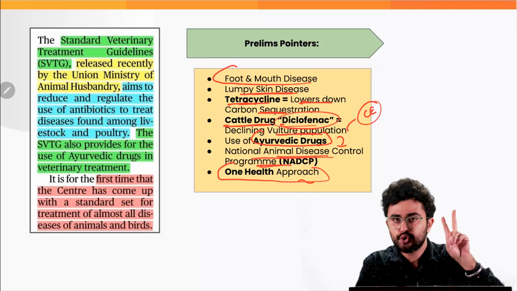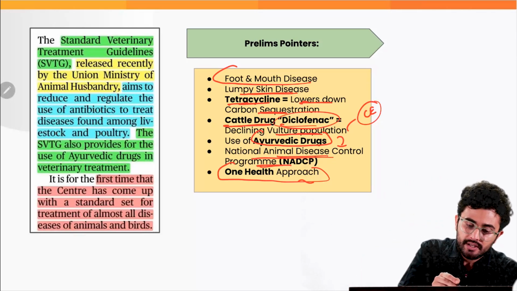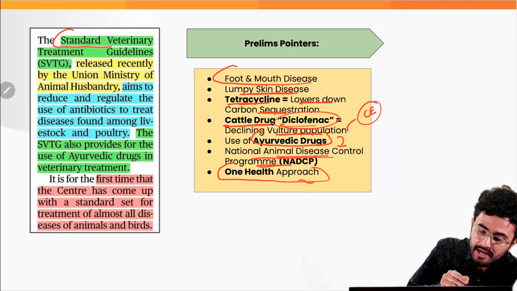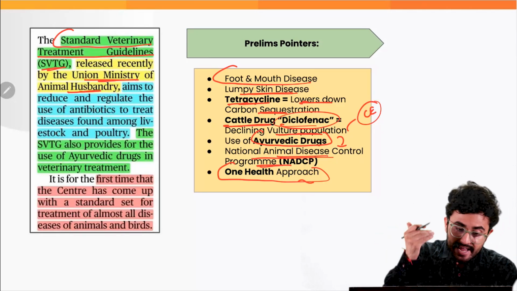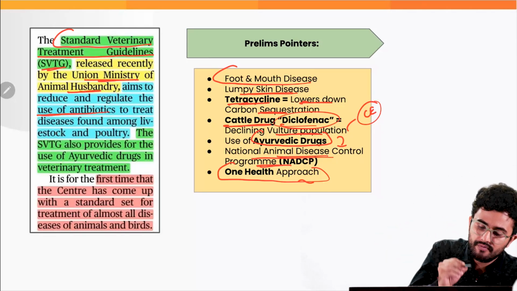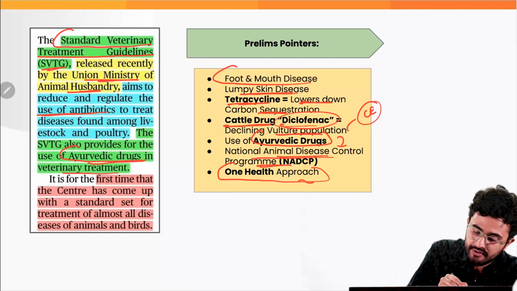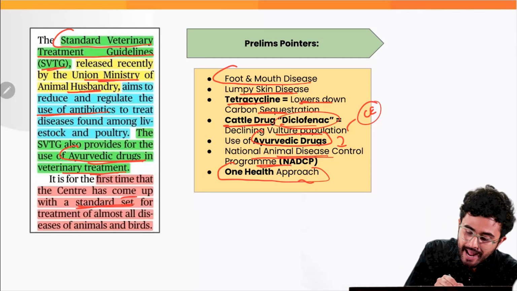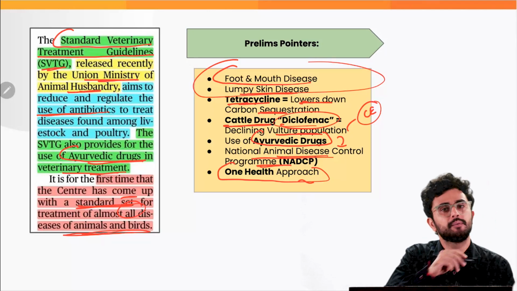So remember these two important antibiotics. Remember how the government is trying to increase the use of Ayurvedic drugs. The government has come up with standard veterinary treatment guidelines released recently by the Union Ministry of Animal Husbandry, aiming to reduce and regulate the use of antibiotics. The SVTG will also provide for the use of Ayurvedic drugs in the treatment, and it is the first time that the center has come up with a standard set of treatments for almost all diseases of animals and birds.